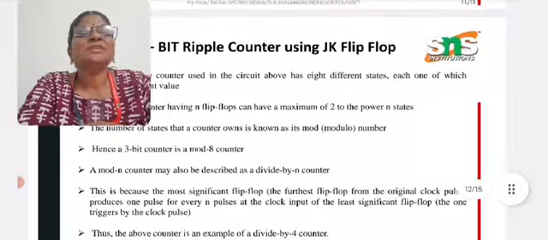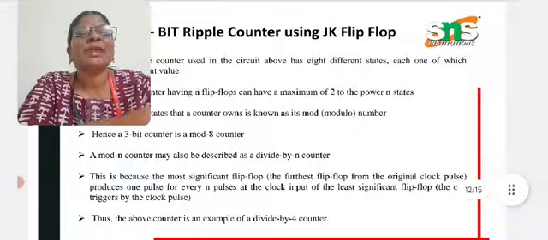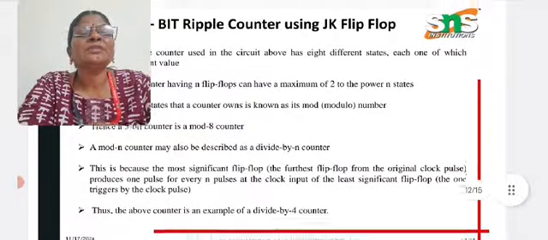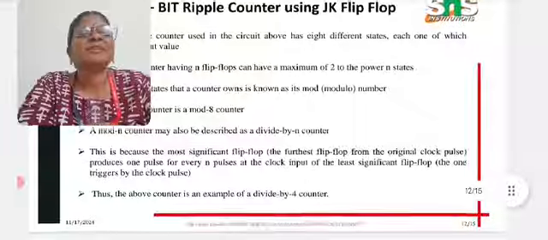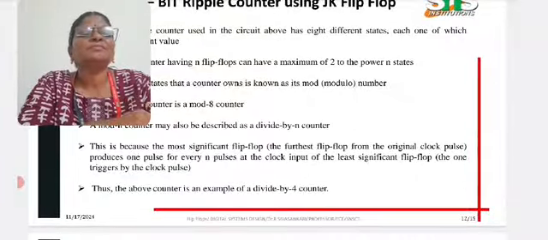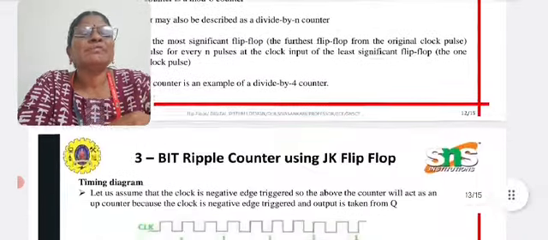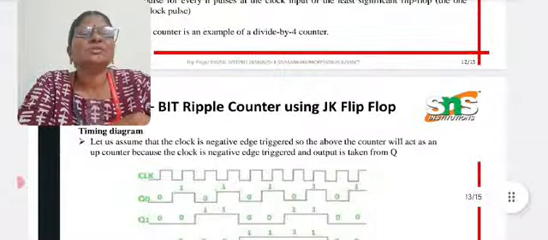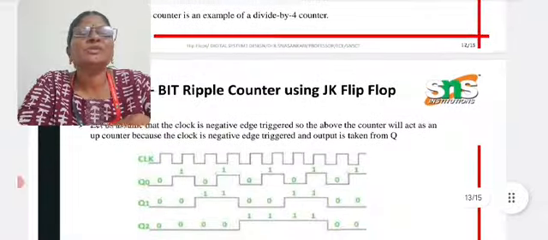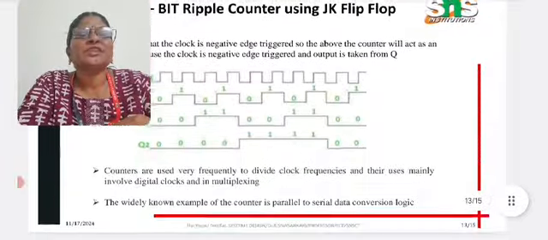The number of states that a counter owns is known as its mode, that is the modulus number. Hence, a 3-bit counter is a mode 8 counter. A mode n counter may also be described as a divide by n counter. This is because the most significant flip-flop is triggered by the clock pulse. Thus, the above counter is an example of a divide by 4 counter. So this is a divide by 4 counter using JK flip-flops and the timing diagram of the JK flip-flop.